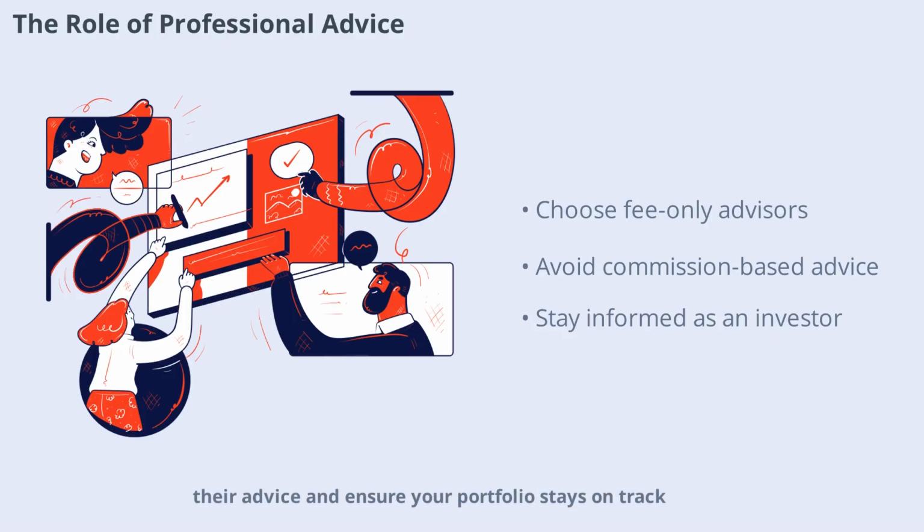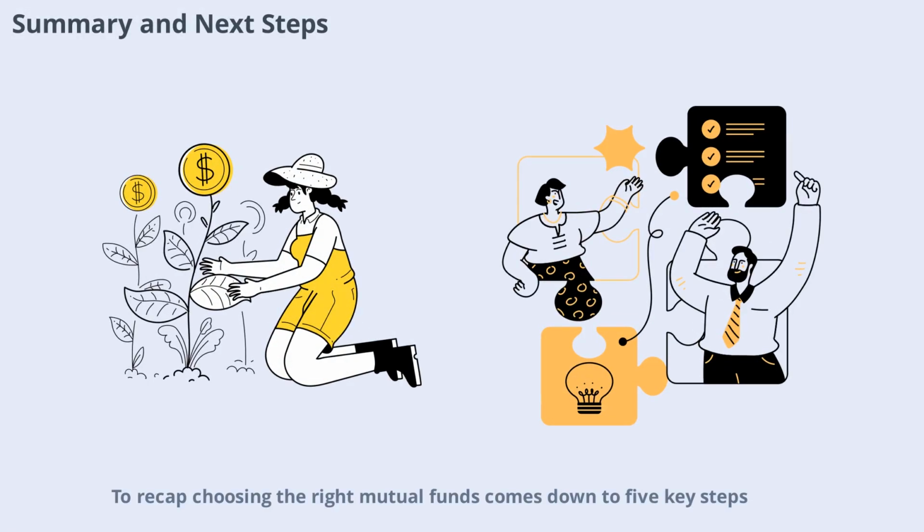Recap: choosing the right mutual funds comes down to 5 key steps. Match funds to your asset allocation, avoid active management traps, embrace index funds, keep costs low, and don't chase performance. By following these principles, you'll build a portfolio that supports your goals and stands the test of time.